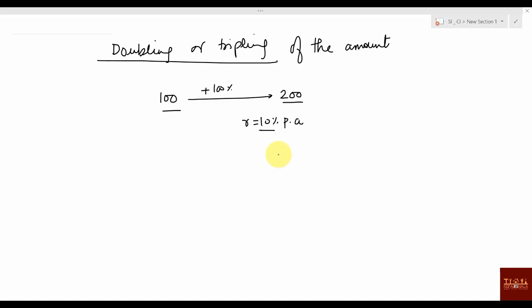10%. With which value will you multiply that you get 100%? 10. So how many years will it be? 10 years. No formulas. Okay, again I'm telling you, no formulas. You can say it will take 10 years.